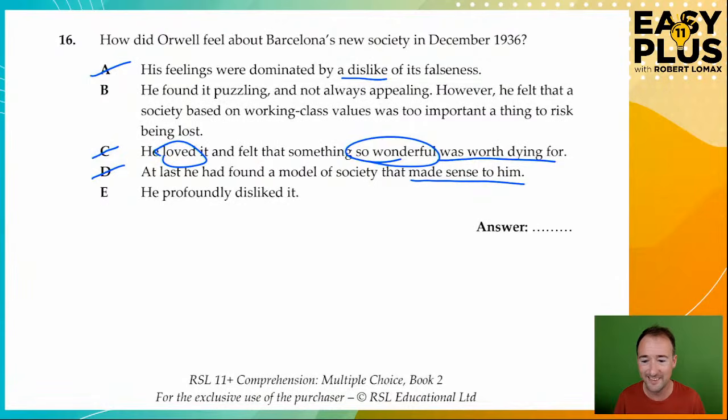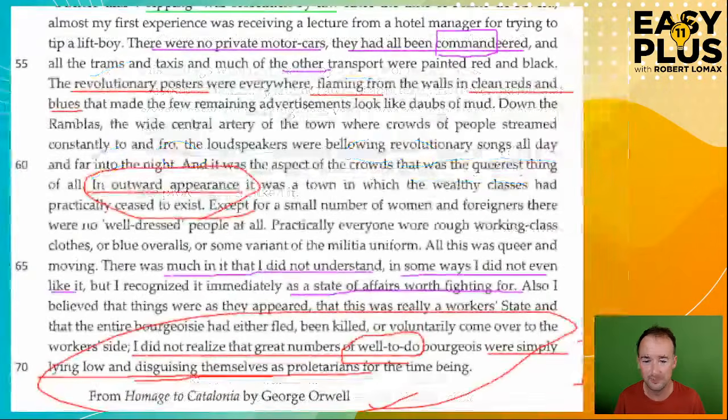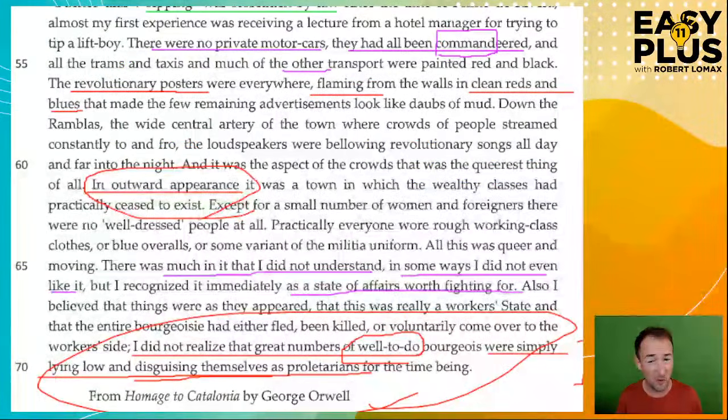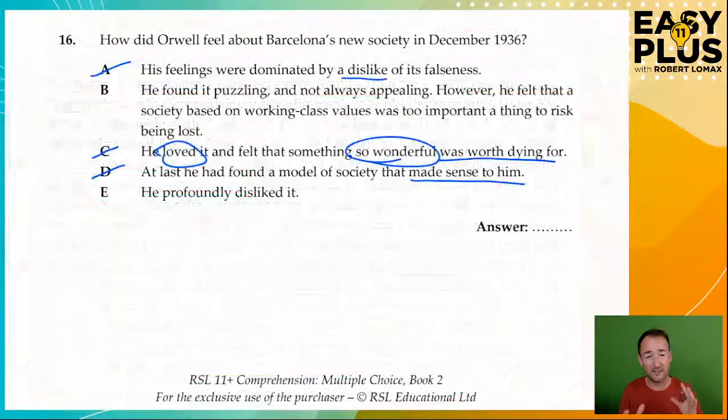E: He profoundly disliked it. "In some ways, I did not even like it, but I recognised it as something worth fighting for." Some ways, that's not profoundly disliking it. That's a mixed emotion. There were some things about it he didn't like.